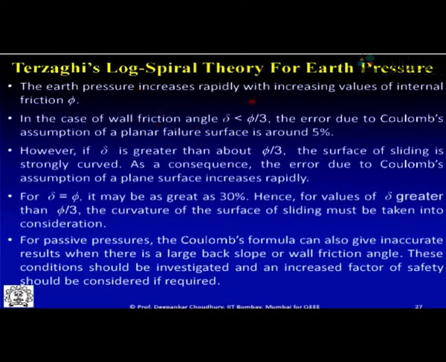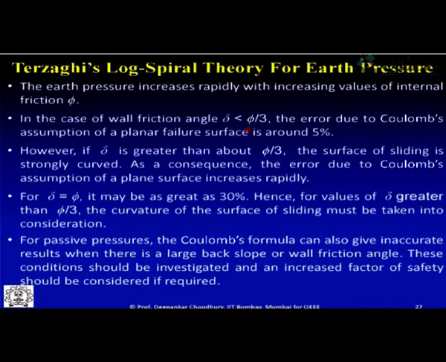The earth pressure increases rapidly with increase in the value of internal friction angle for the passive condition. In the case of wall friction angle, when delta is less than 1/3 of the soil friction angle, then the planar rupture surface assumption is to some extent correct, within an acceptable limit of 5%, one can say, for the Coulombic analysis of planar rupture surface.